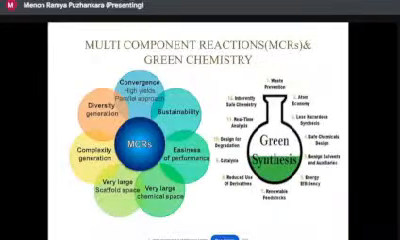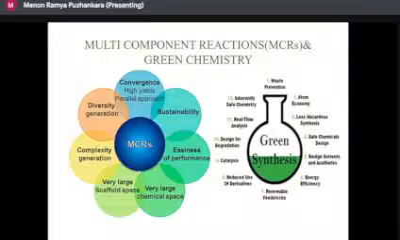Multi-component reactions and green chemistry. In multi-component reactions, generally three or more commercially available or easily accessible starting materials are combined in a sequential manner to form a product in which almost all of the starting compounds are converted into the newly formed product. This is an important part of organic chemistry, which comes under green chemistry principles, and is useful for the preparation of desired molecules in medicinal chemistry.